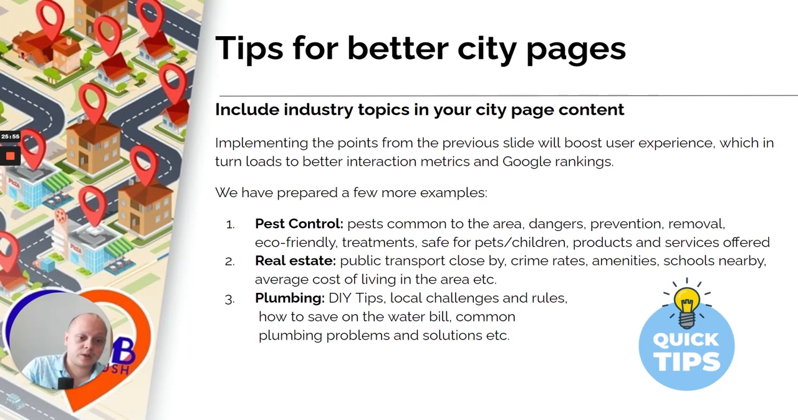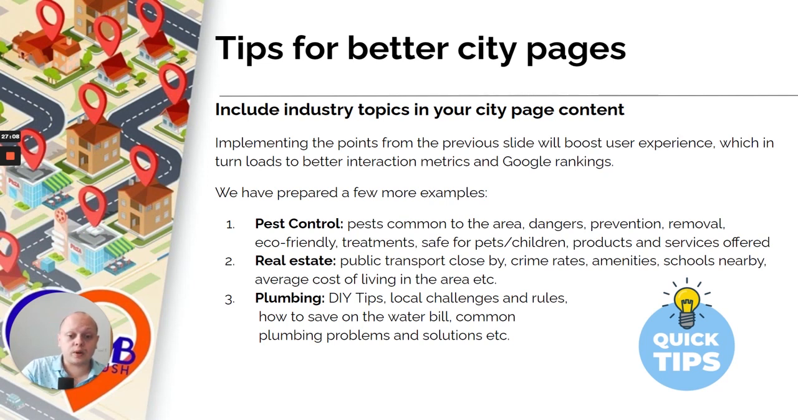The same counts for crime rates. If you're selling a piece of real estate, what are the crime rates around the area? Well, here in Bangkok, for example, it's pretty good. But if you live in Chicago or Detroit or even New York, and you sell something in the Bronx, for example, it's good to know what crime rates and what kind of crimes are happening around this place. And of course, what kind of amenities, what kind of schools are nearby, what are the average costs of living in specific areas of the city. These are all things you can write about on your city page.